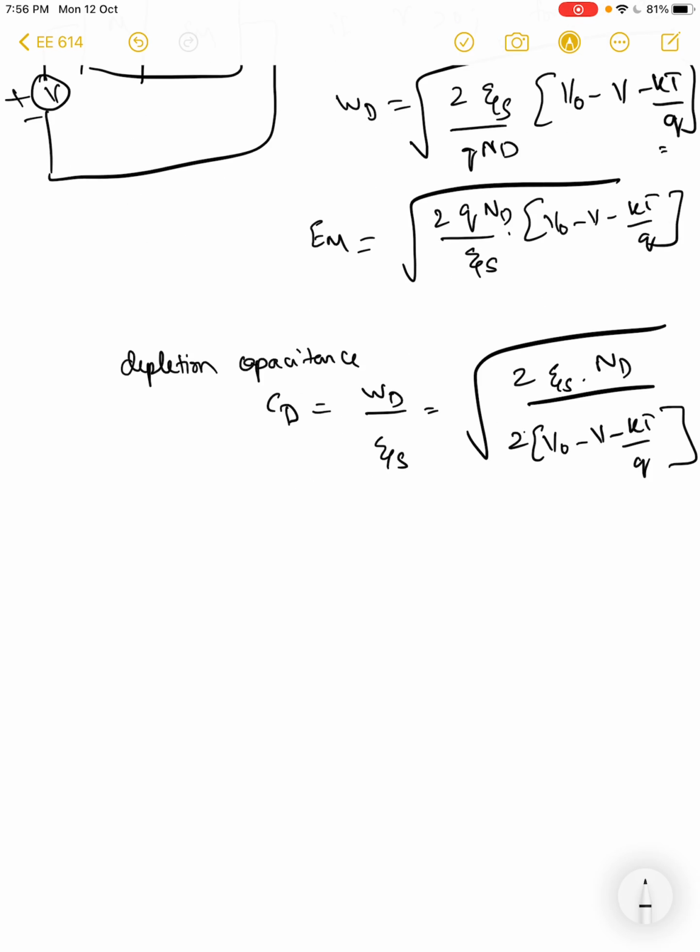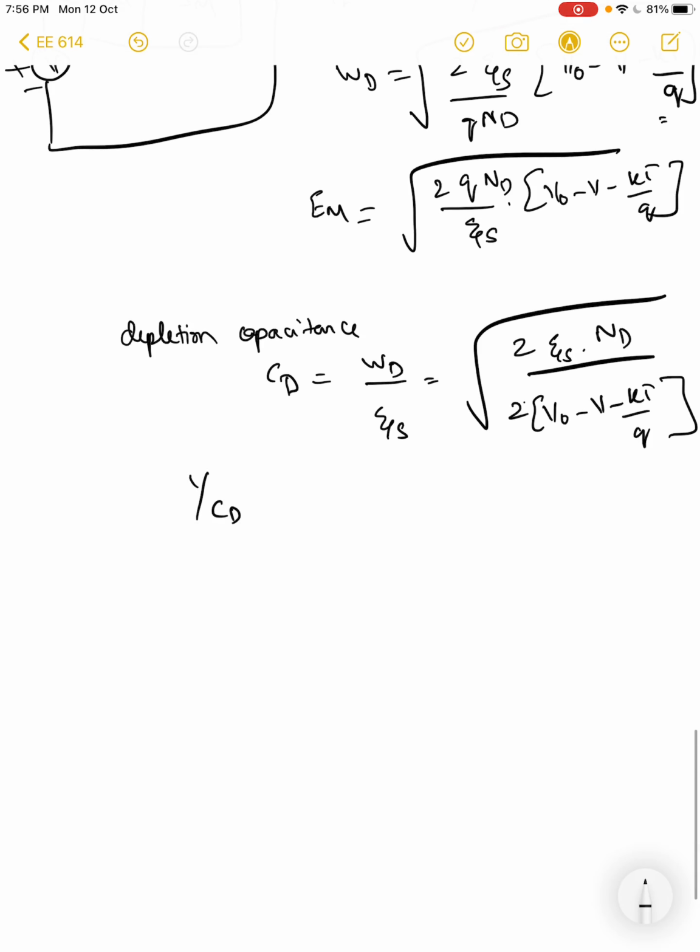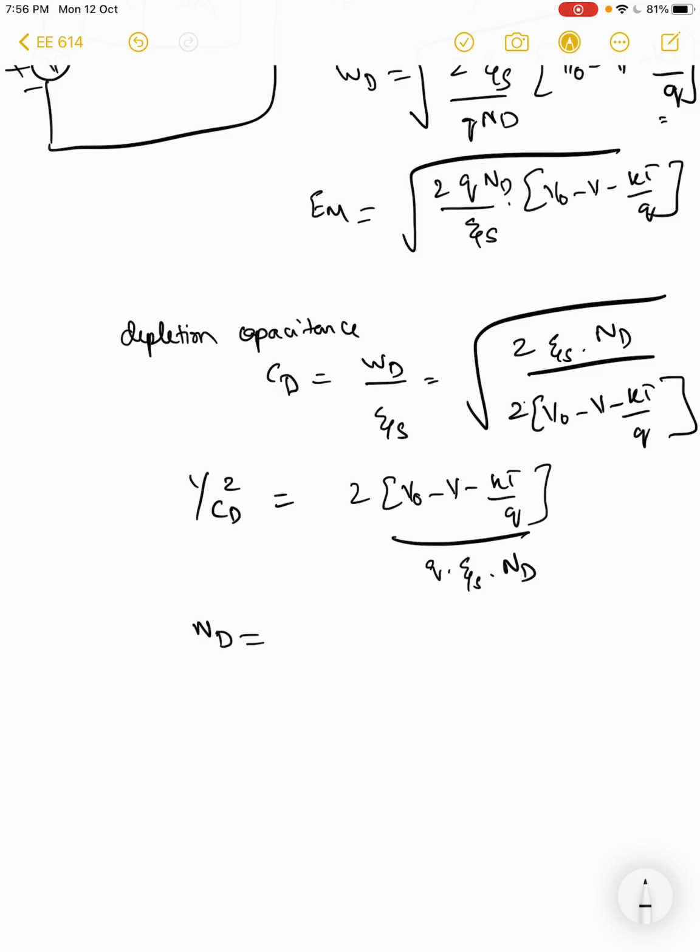Right? And 1 by CD square is 2 by q epsilon s nd times (v naught minus v minus kT by q), and basically nd will turn out to be minus 2 by q epsilon s times 1 by d(1 by CD square) by dV. It's not d square, just d.